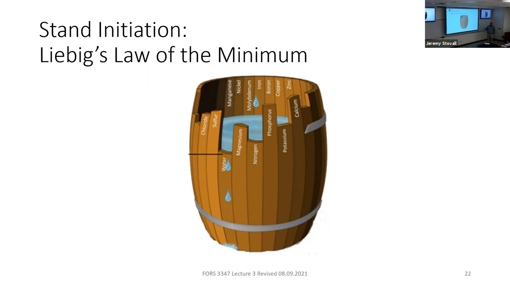So what you could do, you could fix nitrogen with fertilizer. You could make this stave taller by fertilizing the nitrogen. Can you fit more water in that barrel? If you do have a stand that's limited by water primarily, no amount of fertilizer will grow your trees better.